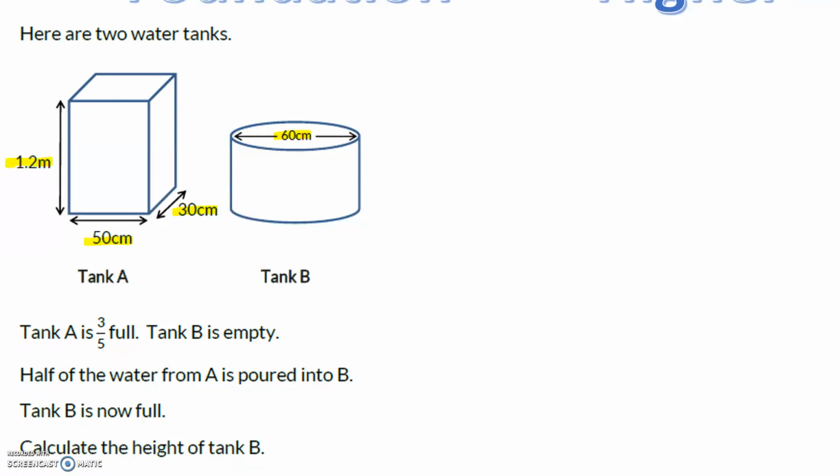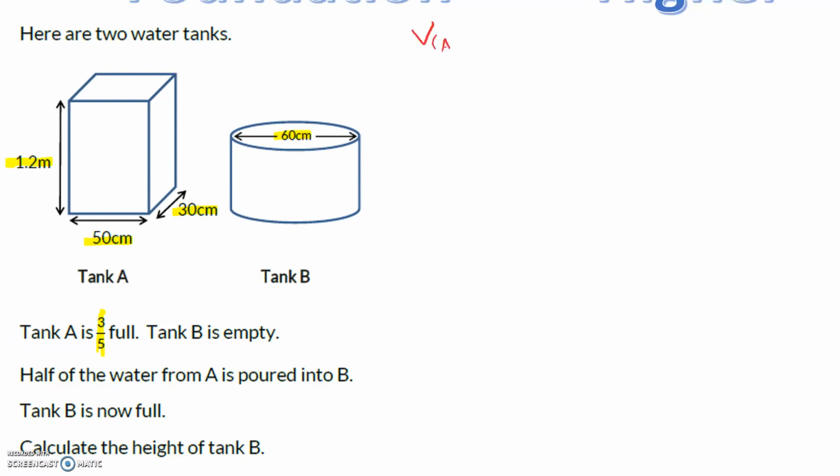Okay, so we know that when we pour the water from A into B, B is full. So whatever water goes into tank B fills it up completely. But tank A is not completely full when we tip the water out. It's 3/5 full. But to work out how much 3/5 of the water in tank A is, we've got to work out the volume of tank A anyway. So let's start by doing that, which is probably what you would have guessed when you saw that question.